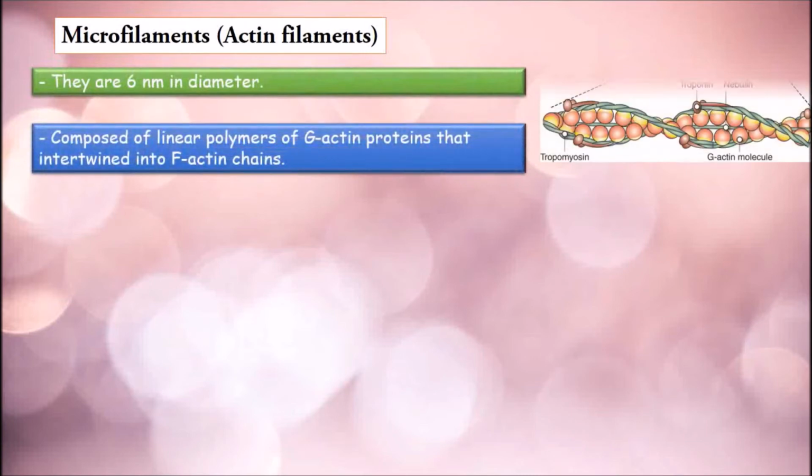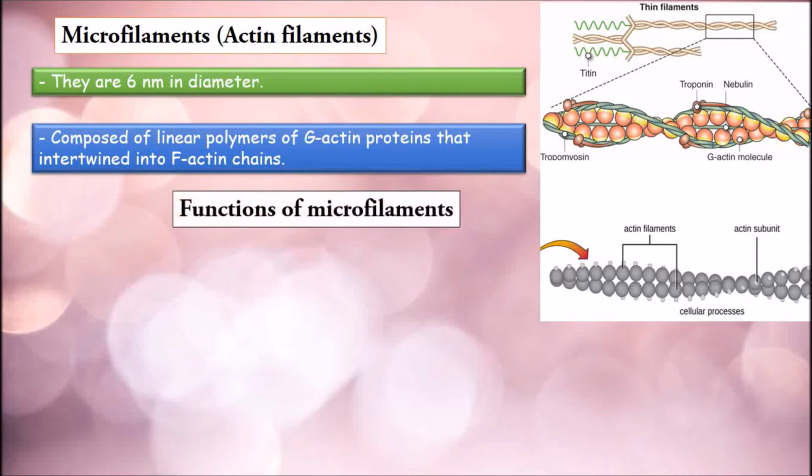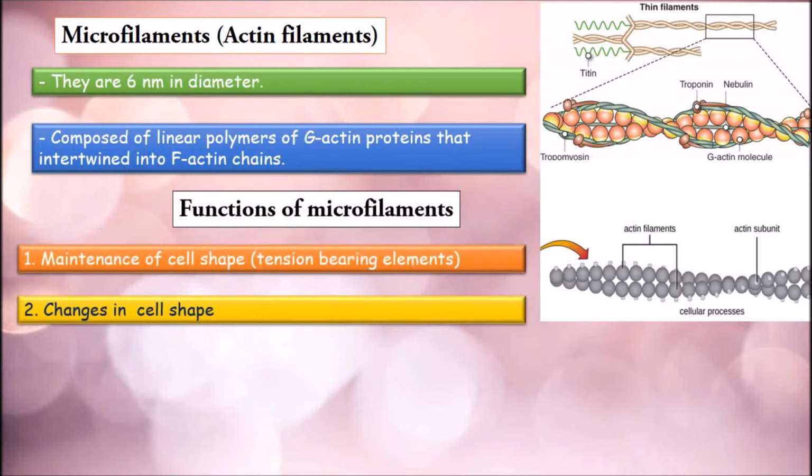Microfilaments. They are also known as actin filaments. Microfilaments are composed of linear polymers of G-actin proteins that intertwine into F-actin chains. Functions of microfilaments: maintenance of cell shape. They are tension-bearing elements. Changes in cell shape. The cytoskeleton can also contract, allowing cells to migrate.